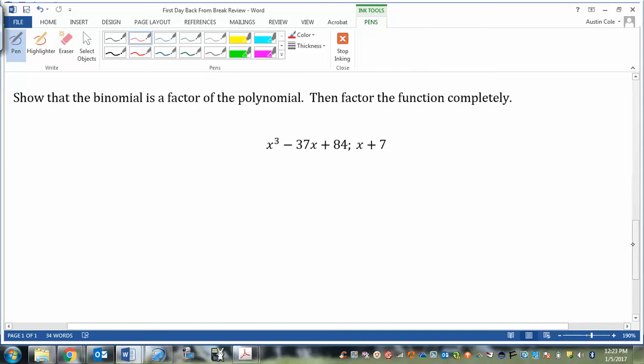I got one more. The next problem says, show that the binomial x plus 7 is a factor of the polynomial. Now remember, if it says show, what does that mean? Show your work.